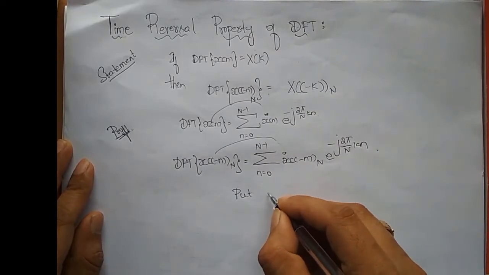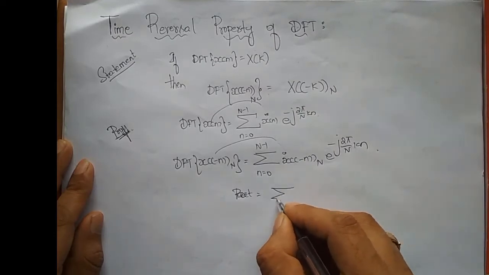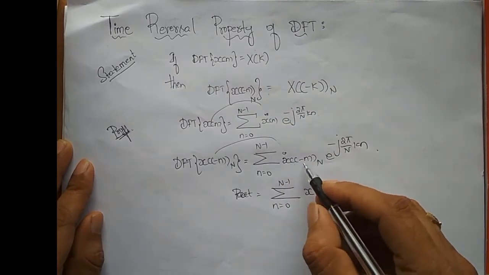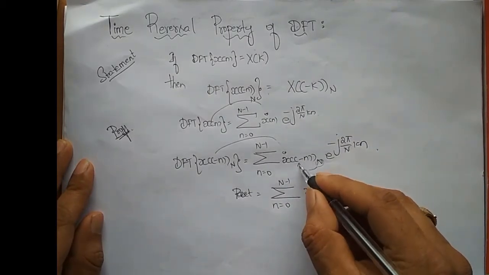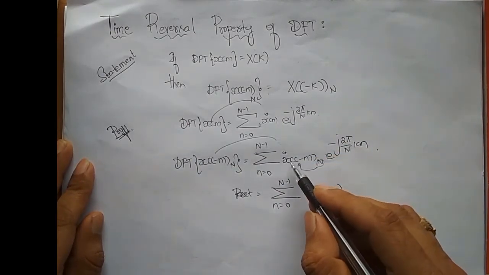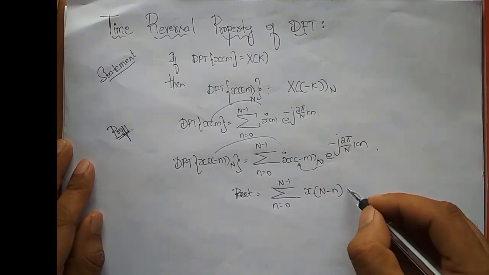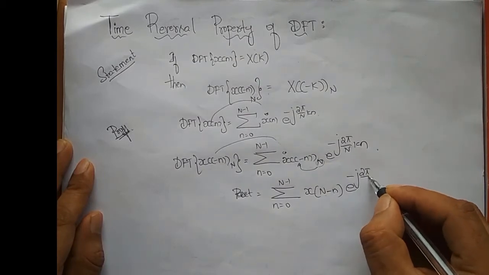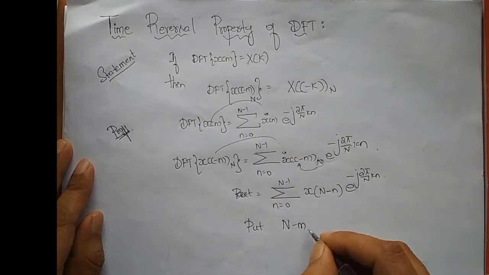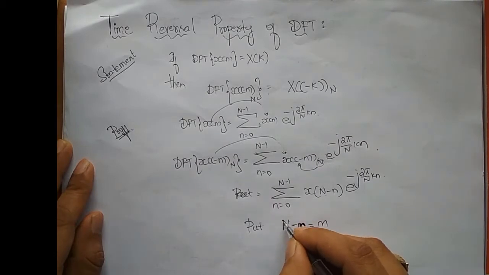Now I can write this equivalently as, summation n varying from 0 to N minus 1 x of, so what is this in terms of capital N? So x of minus n mod N can be equivalently written as x of capital N minus n into e power minus j 2 pi by N into kn. Now I'll put N minus n is equal to m.